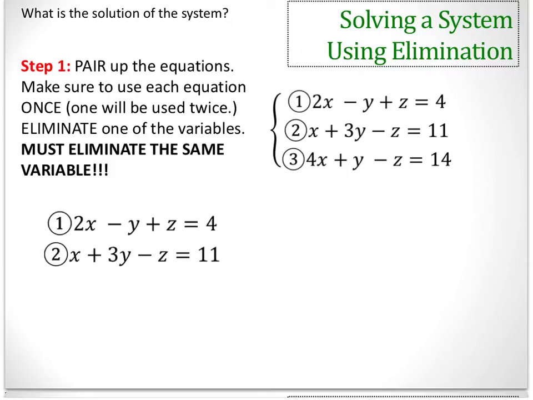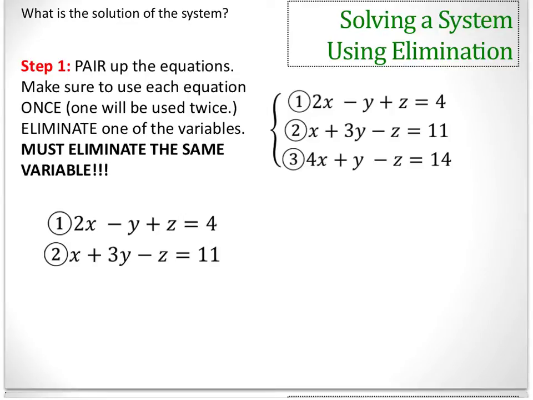Step number one is pairing up the equations. I need to use each equation at least once, and one of the equations I'm going to use twice. When we want to pair up, we decide which variable we want to get rid of first. In this particular problem, I'm going to get rid of z. That's going to change from problem to problem. You just have to have a little bit of math intuition and decide what's going to be easiest for you.